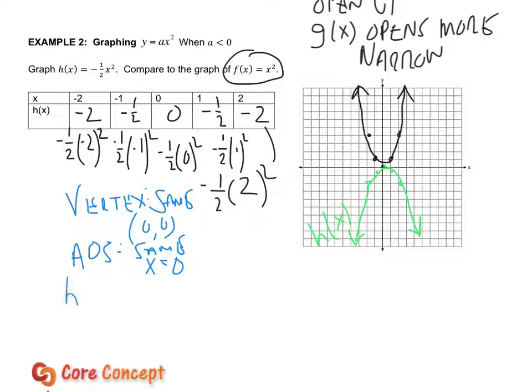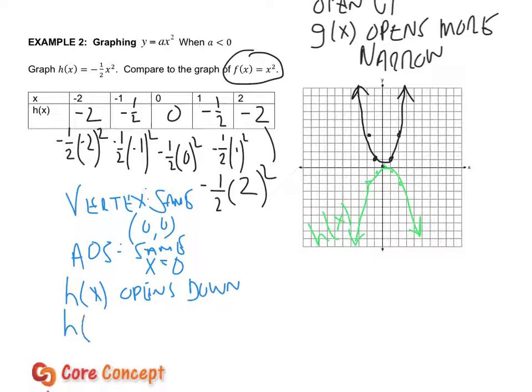Now, the h of x opens downward, and hopefully we all can understand why that's happening, because we saw that negative a in the front, just like we saw with the absolute value functions back at the beginning of the year. And then lastly, we want to talk about the width.